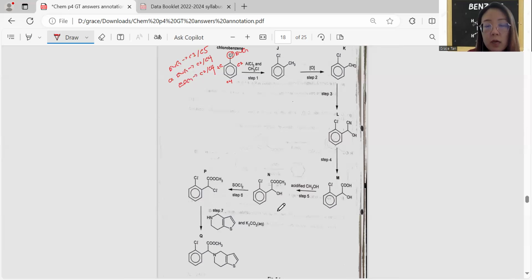Now, step 3, as you can see, aldehyde is converted to hydroxynitrile. So you need HCN and NaCN. That is only the reagent. Step 4, you can see your nitrile has been hydrolyzed to carboxylic acid. So you need H2SO4 aqueous. Okay. Now, step 5 is your carboxylic acid to an ester. So this is considered a condensation reaction. What do you need? Concentrated sulfuric acid. All right.